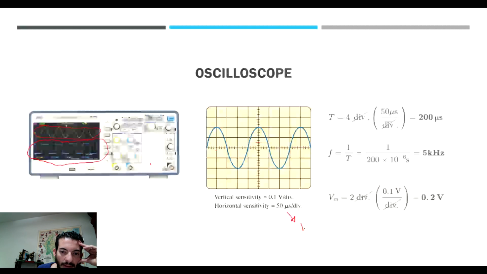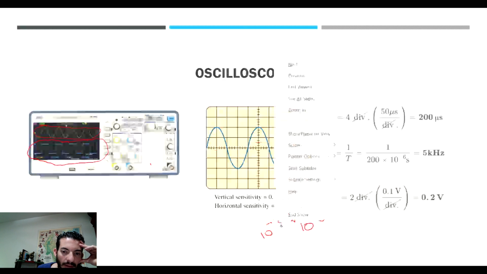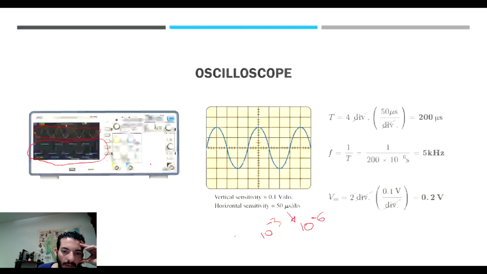So micro is 10 to the negative 6. Milli is 10 to the negative 3. So milli is little m, and micro is mu. Pico is 10 to the negative 12. Nano is 10 to the negative 9. So this is microseconds, 10 to the negative 6, per division.